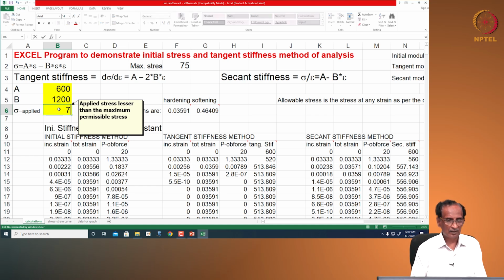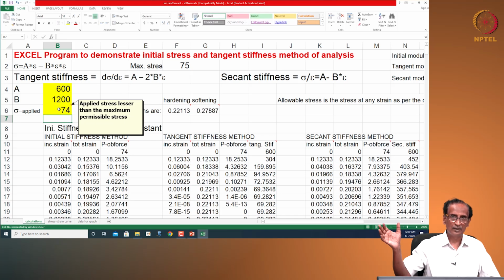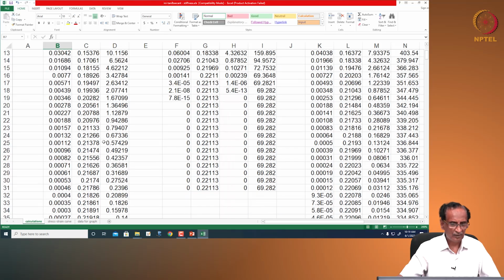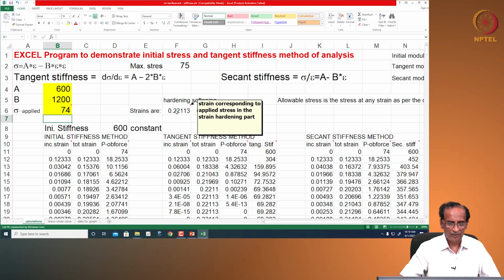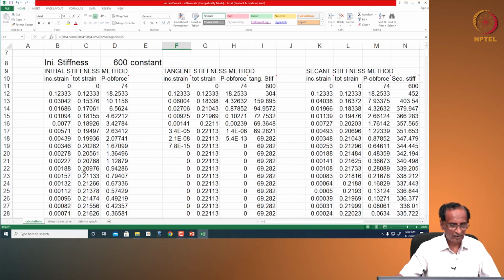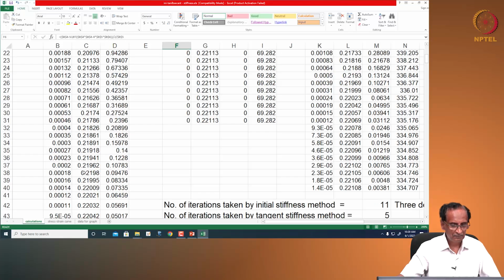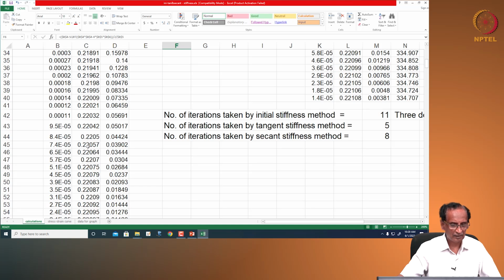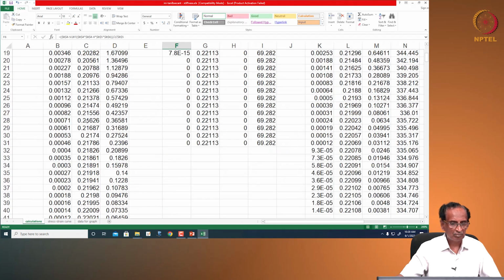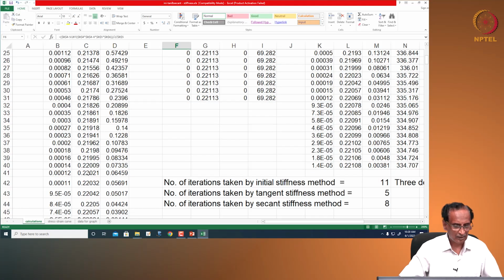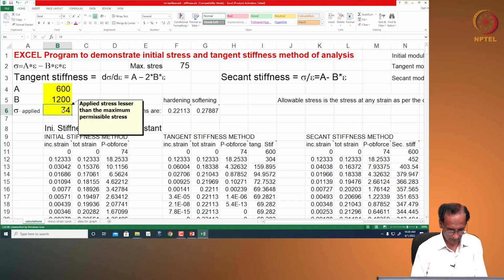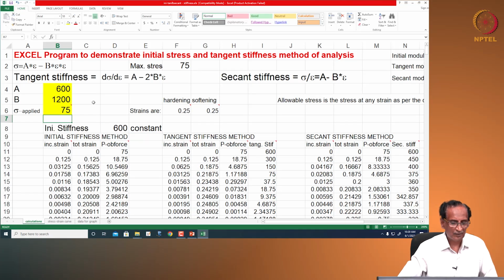And let us see, I increase this to 74, very close to the ultimate stress. In this case our strain is 0.221, and we see here we need a very large number of iterations, like after about maybe 30 iterations we get about 0.22, and the outer balance stress is 0.064. Okay. And if you apply a stress of 75, then we will have a problem.